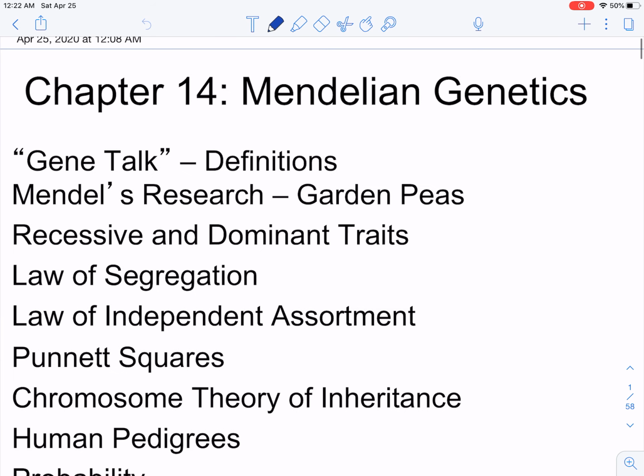Hey there, this is mini lecture number 1 for Mendelian Genetics, chapter 14. First, I'd like to get into some basic definitions, which you'll need to understand before we get into Punnett squares. Then we'll go into Mendel's research.